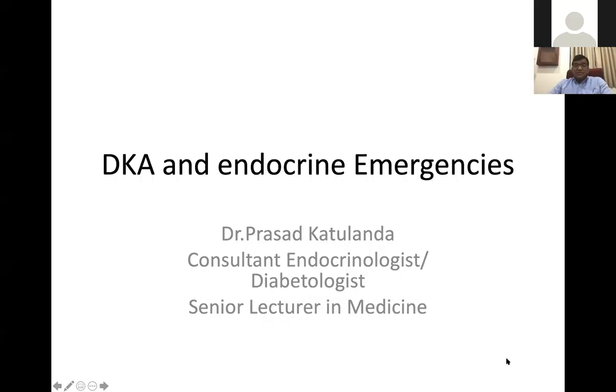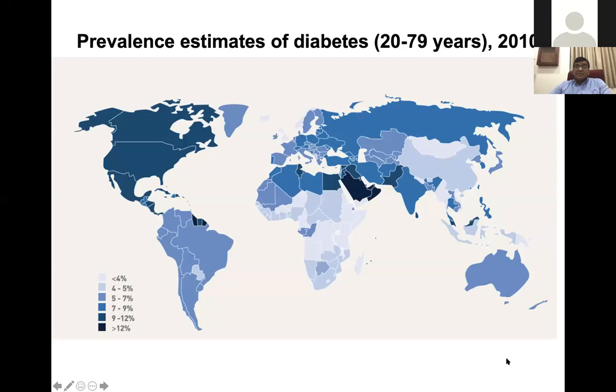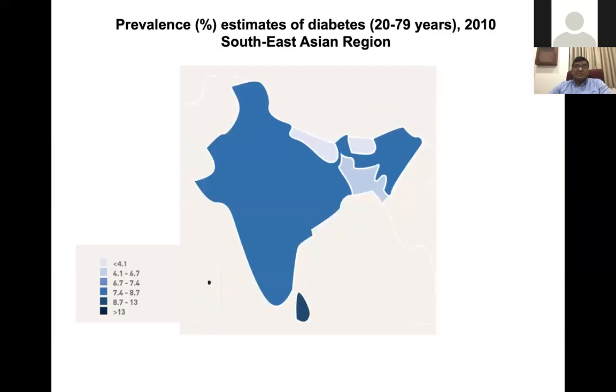Right. So we will discuss mainly diabetic emergencies. Just to recap about the different categories of diabetes and the abnormal blood glucose. But the important thing is that diabetes is a pandemic like the COVID pandemic. So wherever you go in the world, you might encounter people with diabetic emergencies. So that is another important reason why you should know about the management and recognition of these emergencies very well.